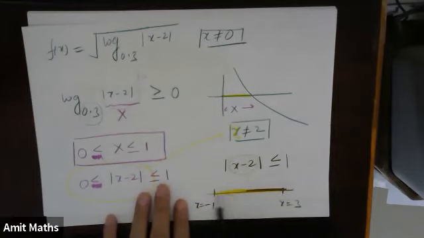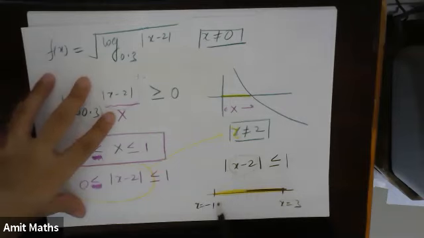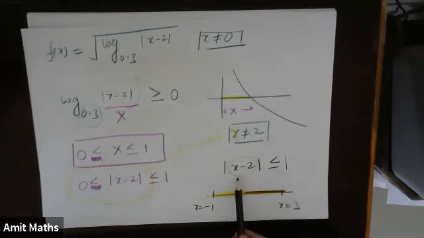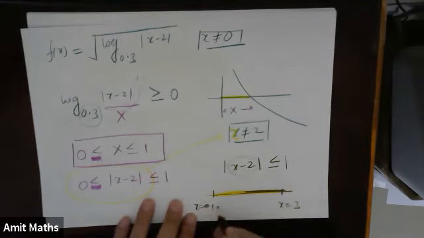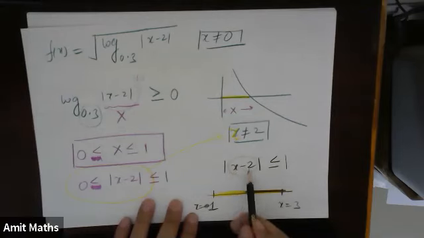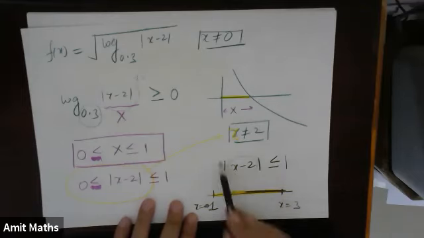Anything before that will give you what? Suppose we are taking 0.5. If I take 0.5, this will become minus 1.5. Now after 1, if I take 1.1, 1.1 minus 2 will become minus 0.9. Mod of 0.9 is less than or equal to 1. Correct. Suppose I take 1.5. 1.5 minus 2 will become minus 0.5. Mod of 0.5 is less than 1.